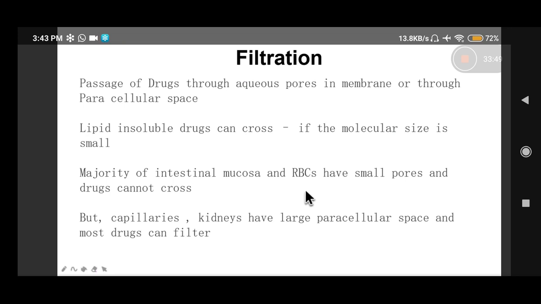Majority of intestinal mucosa and RBCs have small pores, so large drugs cannot cross. Lipid-insoluble drugs cannot cross. But capillaries, especially in the kidneys, have large paracellular spaces, and those drugs can be filtered. So this is very important. You already know what filtration is, but we are talking of everything in the context of drugs now.